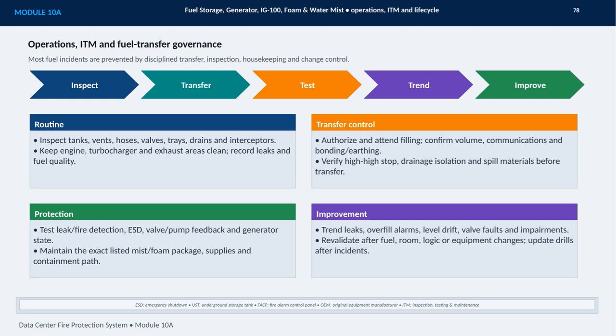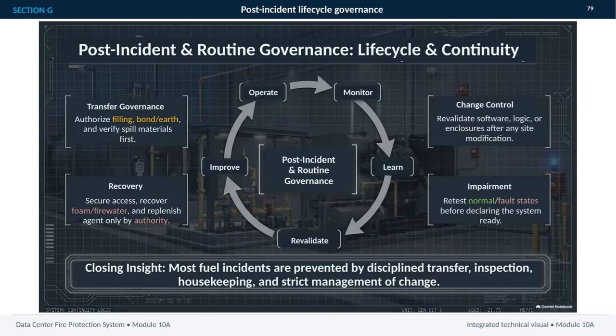Together, these practices connect operations with inspection, testing, and maintenance, or ITM, and create a repeatable cycle of inspect, transfer, test, trend, and improve. This slide focuses on what happens after an incident and on the routine governance that keeps the system reliable over time. The life cycle is straightforward: operate, monitor, learn, revalidate, and improve. But each step depends on disciplined control.